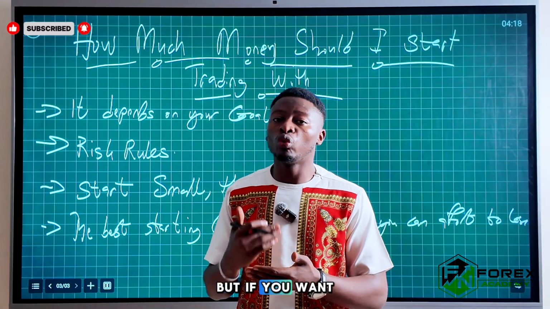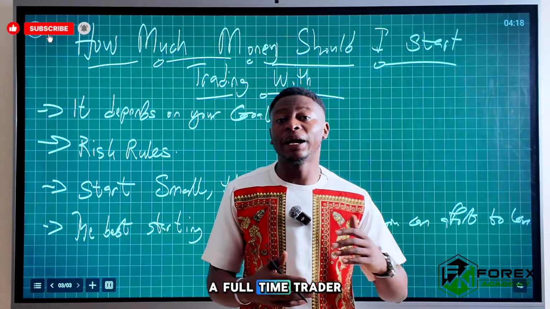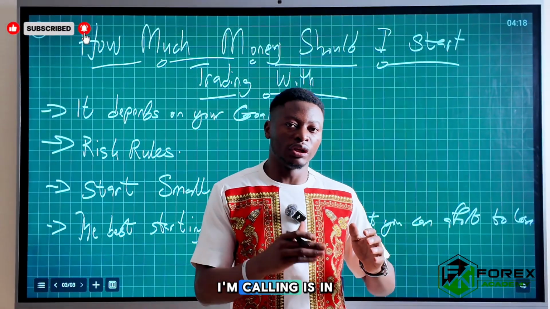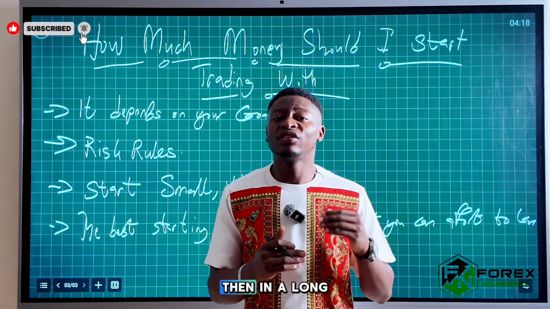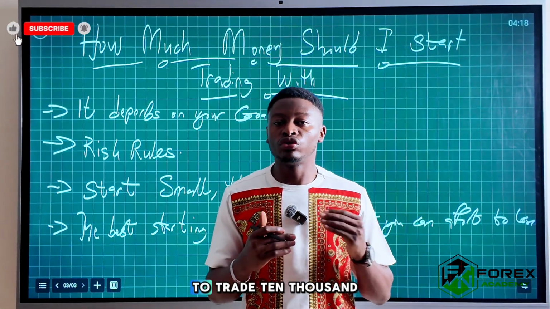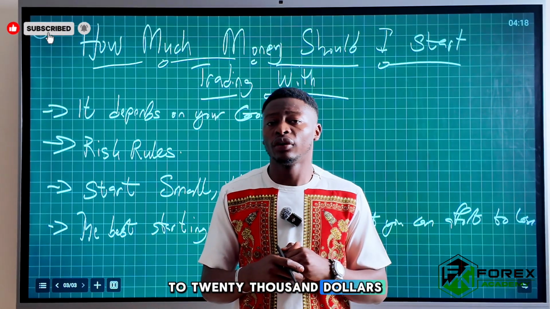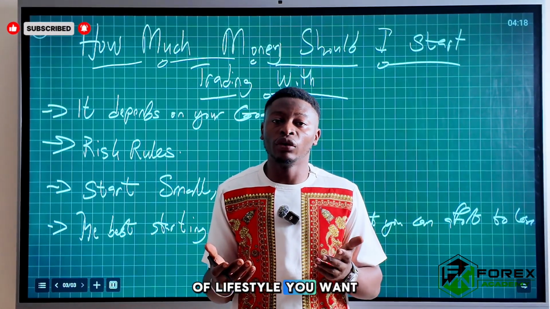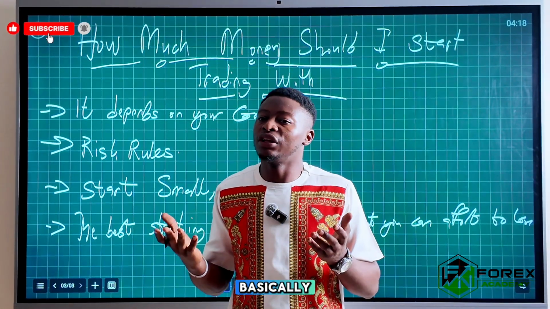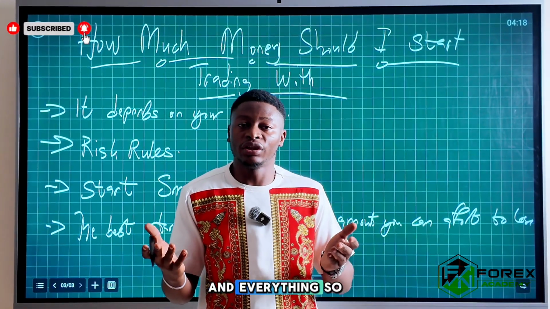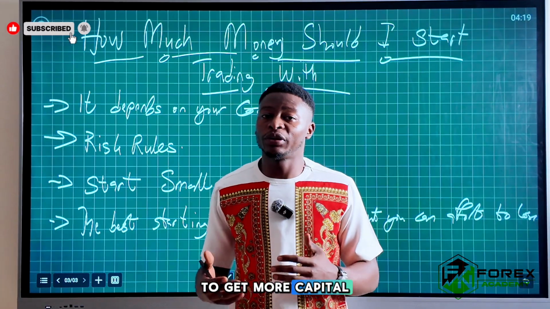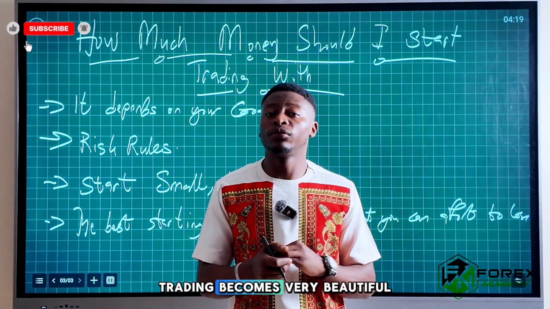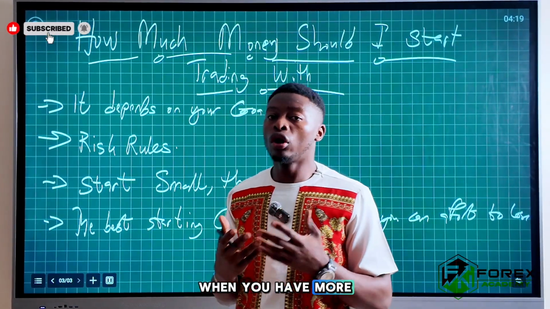But if you want to take trading as a full-time trader, mind you, these figures I'm calling are in the long run, right? If you want to take trading as a full-time trader, then in the long run, you should be aiming to trade $10,000 to $20,000, depending on the kind of lifestyle you want to live, depending on your well-being and everything. So if you're aiming to become a full-time trader, you should be aiming to get more capital, because I bet you trading becomes very beautiful when you have more capital.